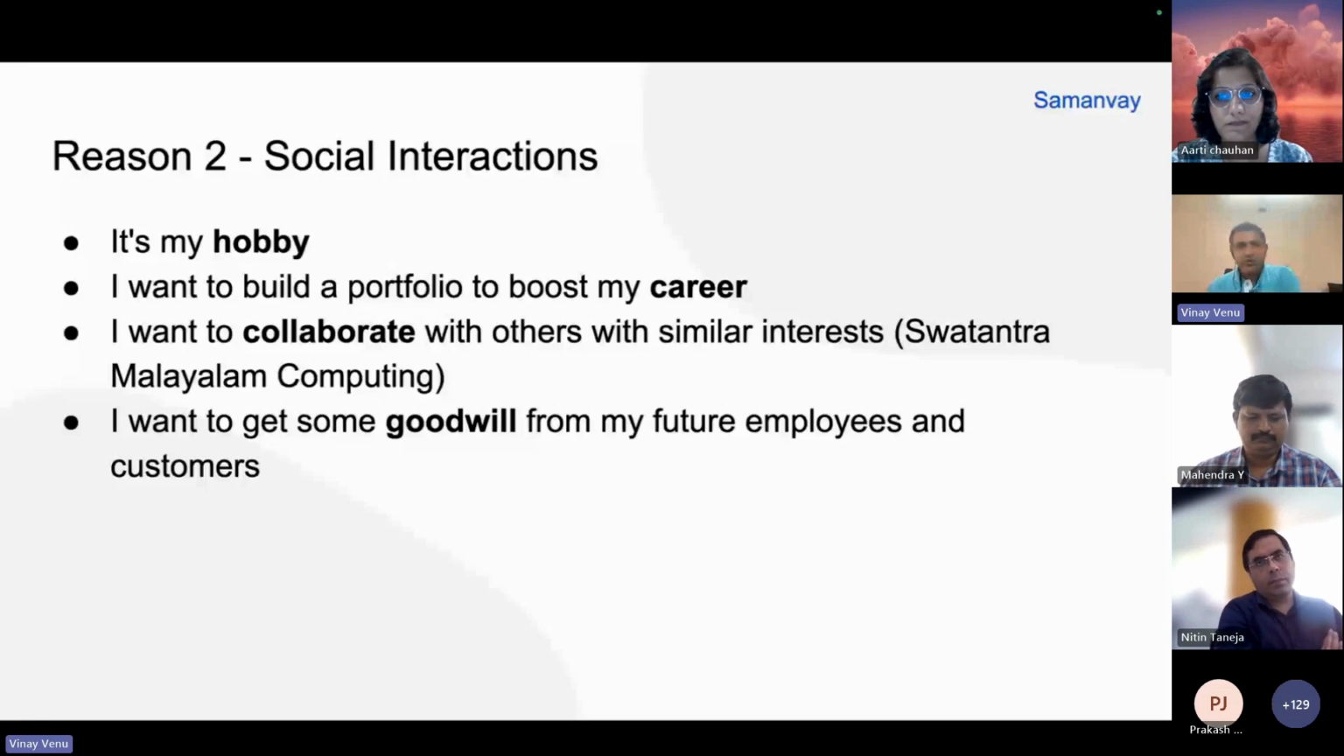There are some companies, these are not individuals, who want to build goodwill among either their current employees or future employees and future customers. And that is one of the reasons they try to open source or let people work on open source tools at their own time. That's also a very common reason why people do it.